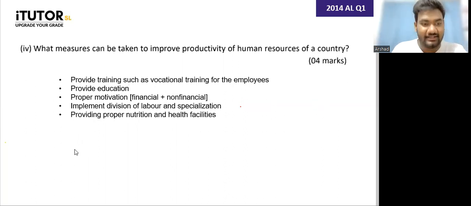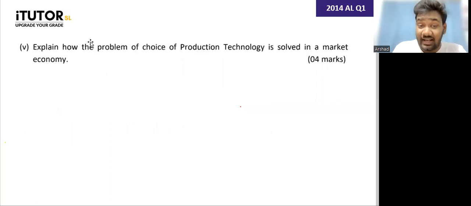Questions? Right. Then we go to the fifth question. Explain how the problem of choice of production technology is solved in a market economy. So what is this production technology? Is it what to produce, how to produce, or whom to produce? What are they asking? They're asking, how does a market economy answer the question, how to produce? That's what they're asking.